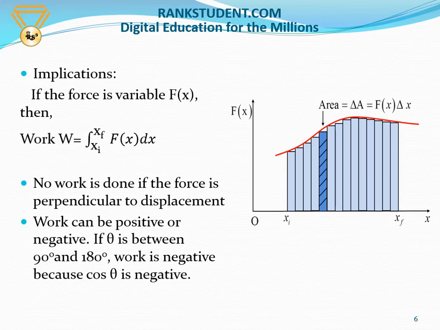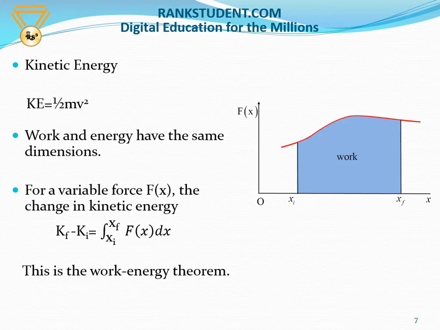Now, work can be positive or negative because theta can be positive and negative as we rotate around the circle from theta equals 0 to theta equals 360 degrees. We know that between theta equals 0 and 90 degrees, cosine theta is positive, but between 90 and 120 degrees, cosine theta is negative, and therefore the work is negative.